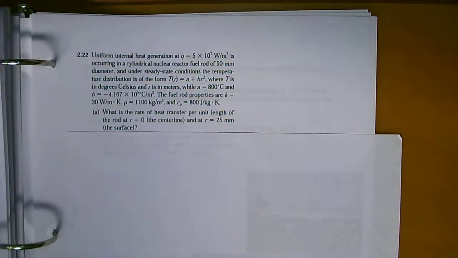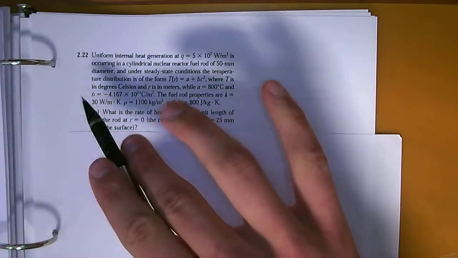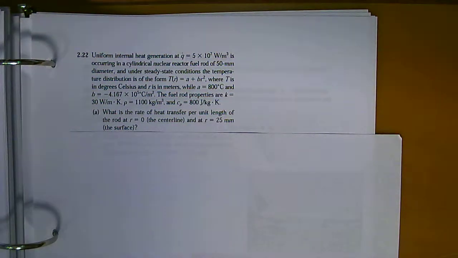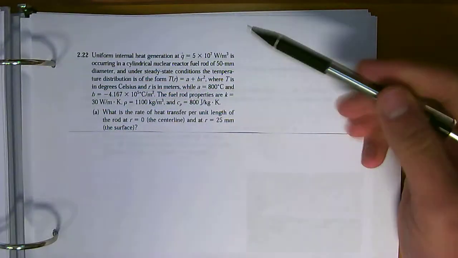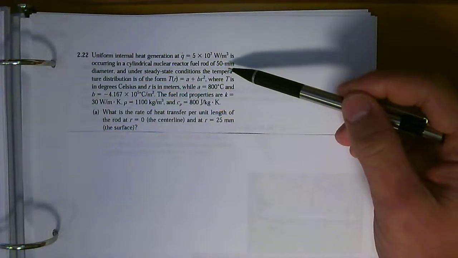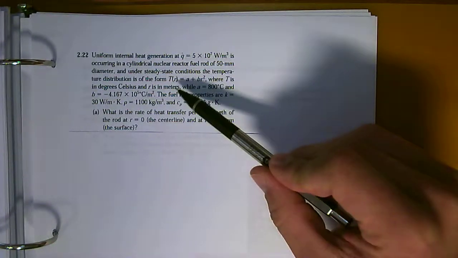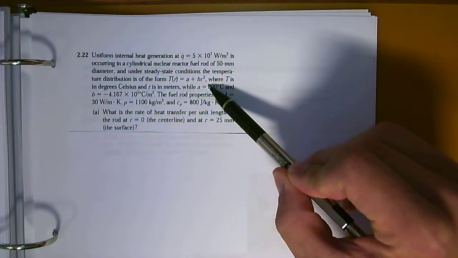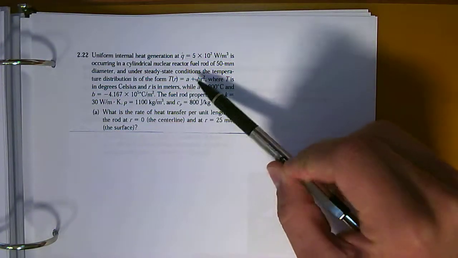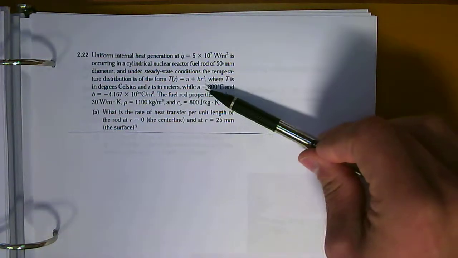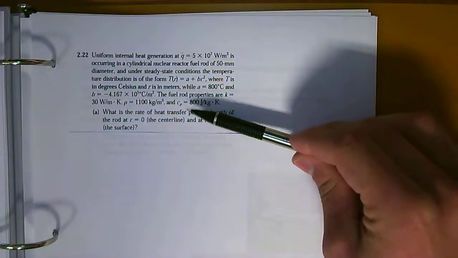Okay, hey everybody. This problem, 2.22 from, I forget which book, Incropera Heat and Mass Transfer, the 2007 version. What we have right here is a nuclear fuel rod that's generating energy at some constant steady state rate. This is the equation for the temperature throughout the cylinder. And then we have all these other conditions moving on through here. These are the constants that go into this equation, and the fuel rod properties.